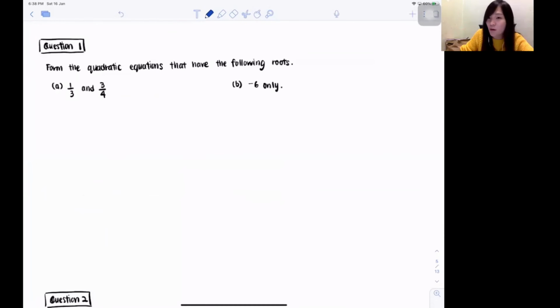Then they say, form the quadratic equation. Okay, these questions, I read it. I know they want me to form the equation. That means I don't have the equation. They want me to form, correct? That have the following roots. Okay, I read until here.